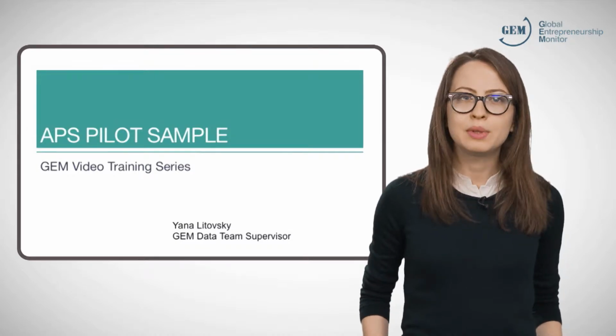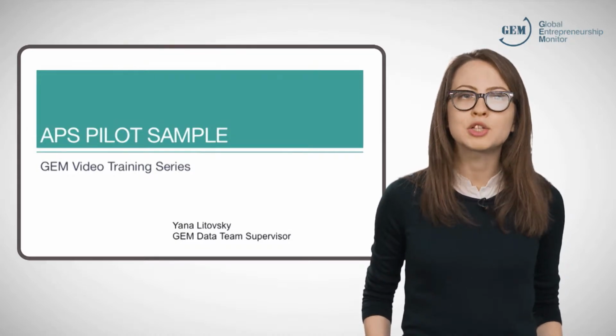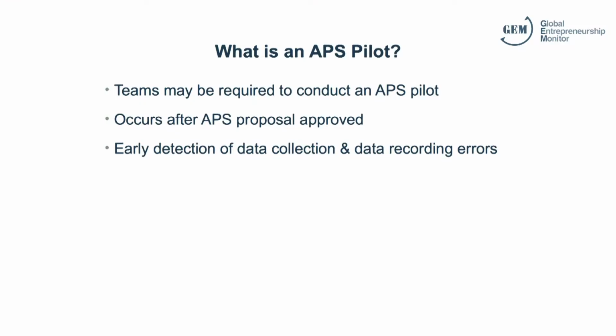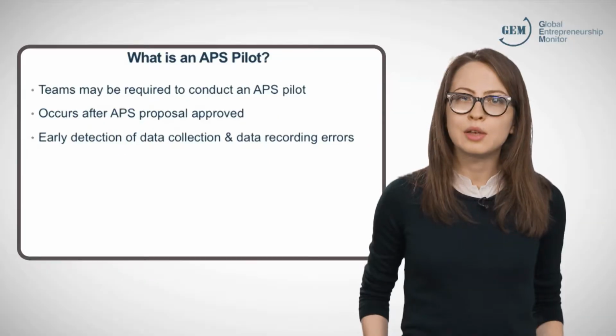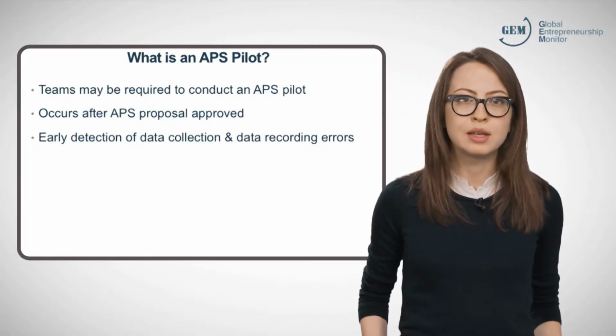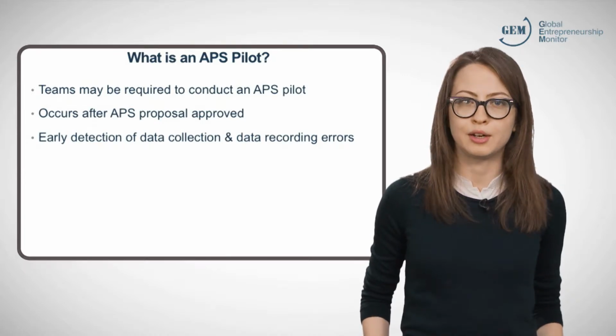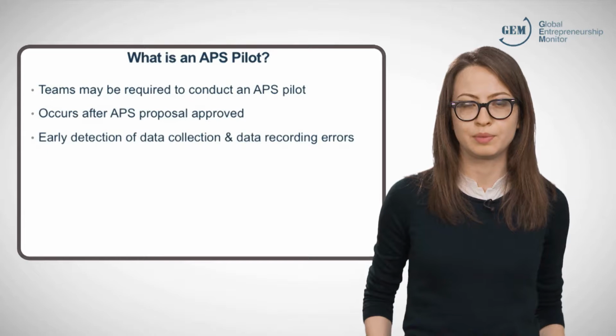In this video, I will explain what it means if we ask your national team to conduct an APS pilot. After being approved for APS data collection, a national team may be asked or may choose to conduct an APS pilot before the main phase of sampling begins. This allows GEM to detect errors in sampling, data collection, or data recording, and it allows the national team to correct these errors before data collection continues.